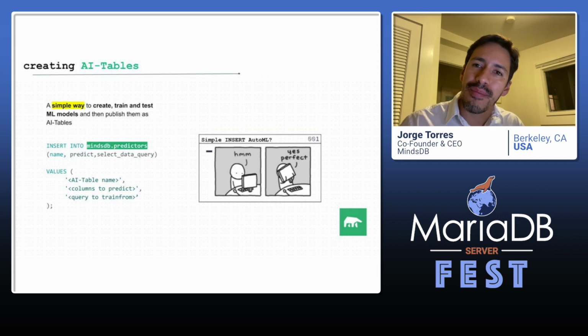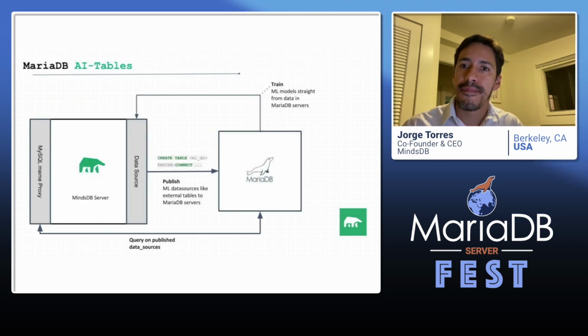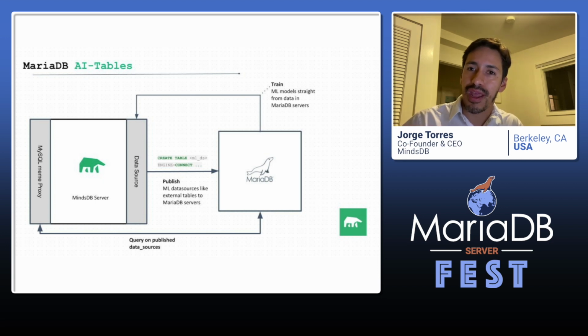And the cool thing is that MariaDB has this Connect engine, which allows you to bring into MariaDB information that doesn't live or exist inside MariaDB. And we leverage this capacity so that we can actually expose machine learning models as tables. So when you query the model, it looks like an actual table, even though it's running on the MindsDB AutoML framework.